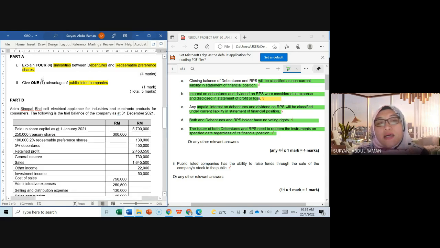Other relevant answers that relate to the public listed company are acceptable. So this one is just 1 mark. You just need one answer. If it is correct, then you can get 1 mark. So in total, for part A, if the answers are correct, you can get 5 marks altogether.